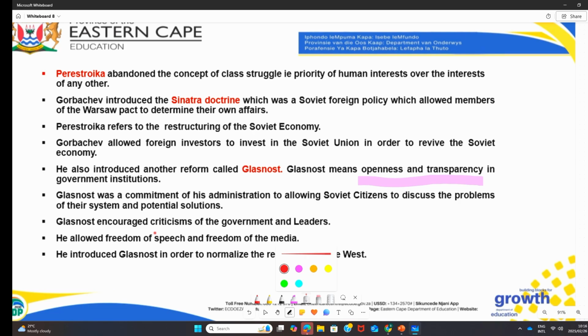He allowed freedom of speech. Before he came to power, there was no freedom of speech. You would be arrested for criticizing the government. And there was no freedom of the media. You can't just publish anything that is denting the image of the government.